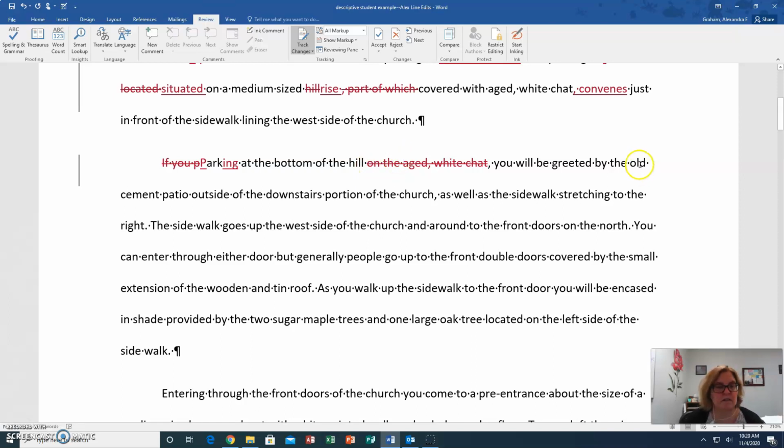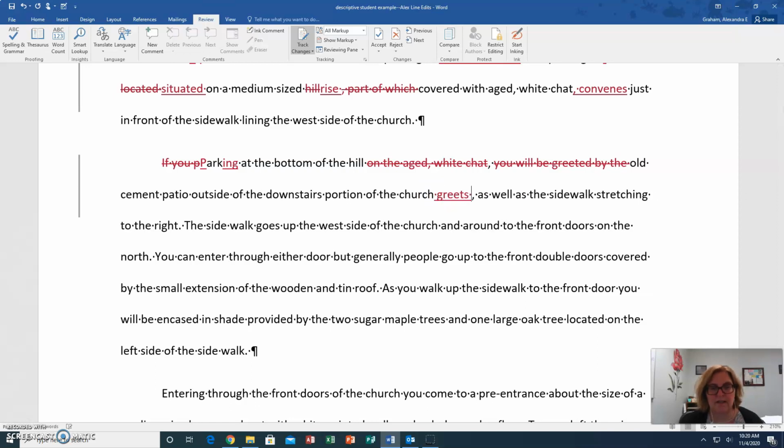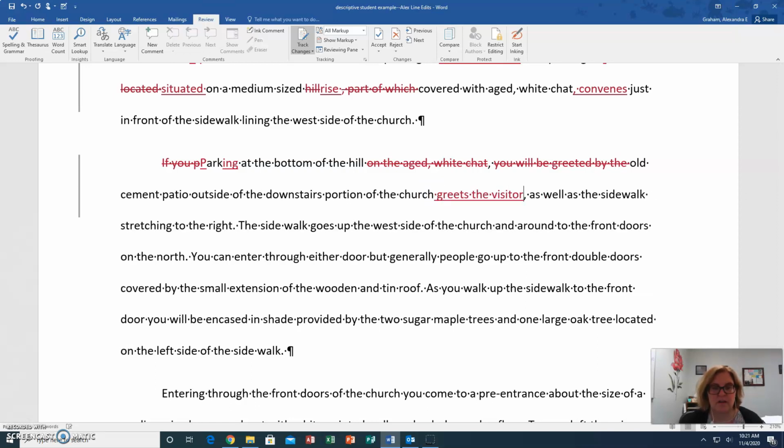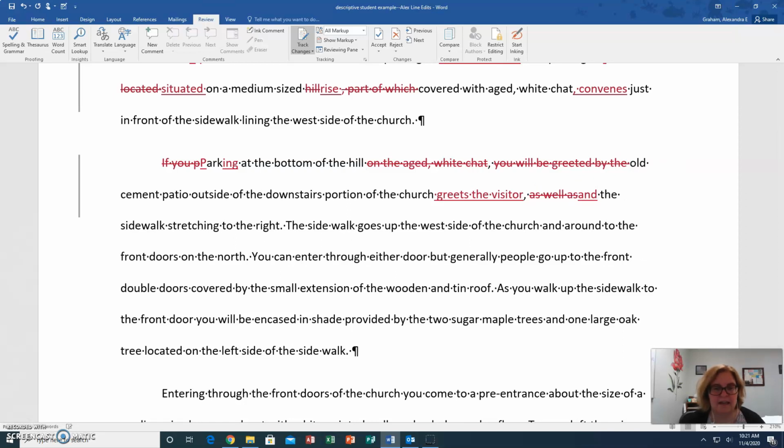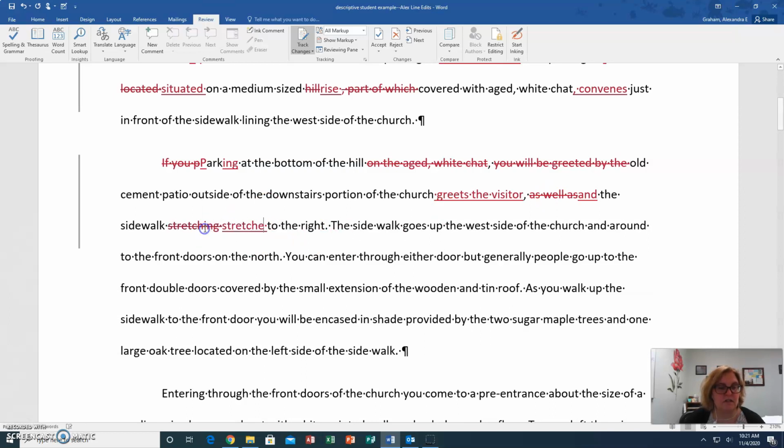"You will be greeted." So who greets? The old cement patio outside of the downstairs portion of the church greets the visitor. The old cement patio outside there. And this is unclear, so maybe: greets the visitor, and the sidewalk stretches to the right. There you go. So now: parking at the bottom of the hill.